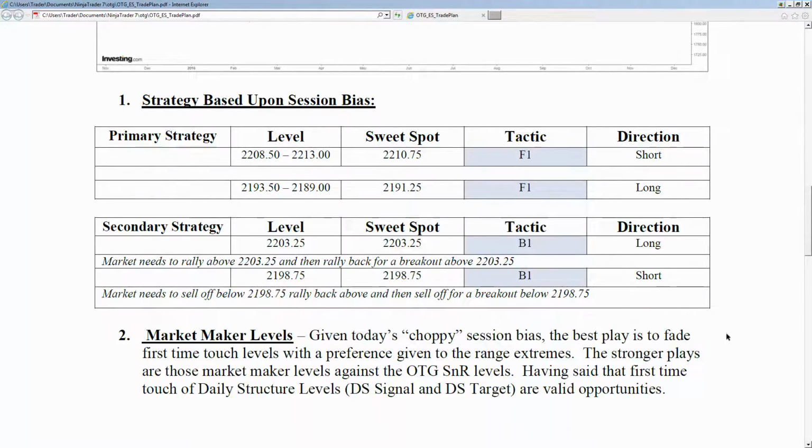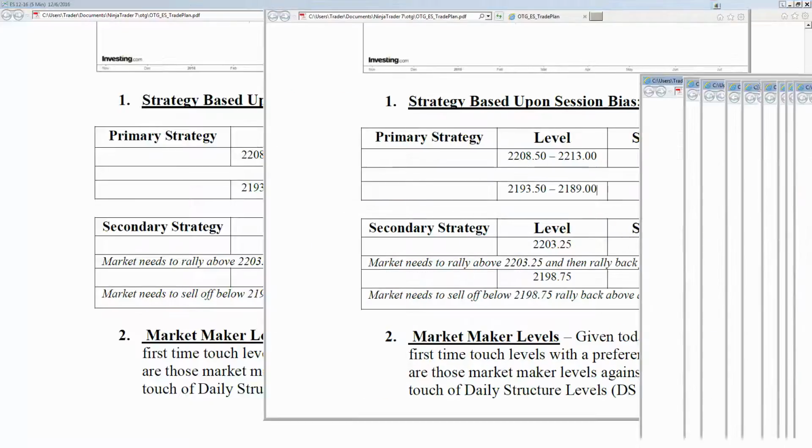So we had a couple of tactics and strategies here. Because our primary strategy was to the long side today, you had this 2193 half to 2189 as an area to look to get long. Again, though, the secondary strategy is the one that I'm going to focus in on here today. Basically, the market, as it was rotating around this 2203, we said that the market needs to rally above 2203 quarter, pull back, and then rally for a breakout above 2203 quarter.